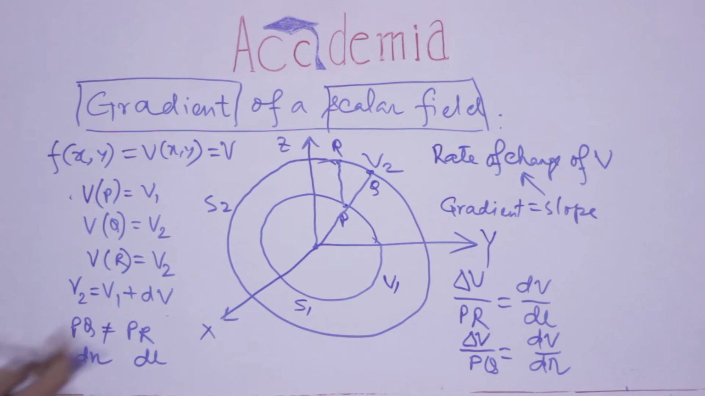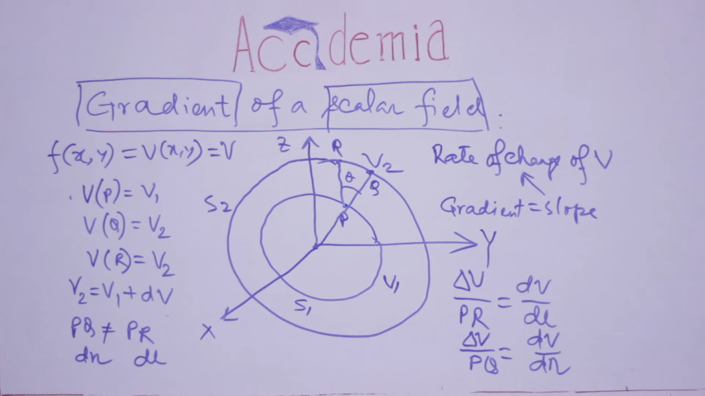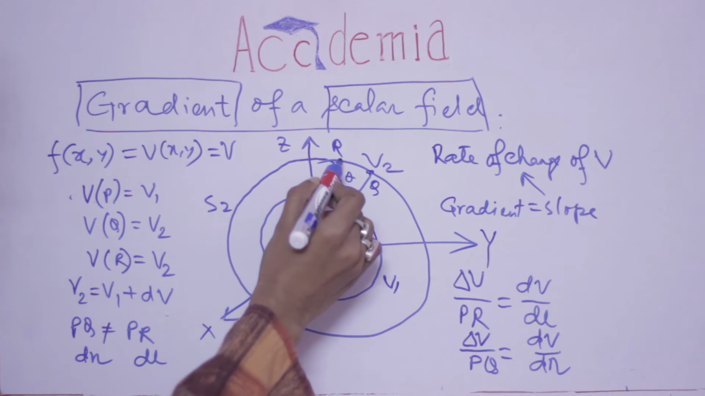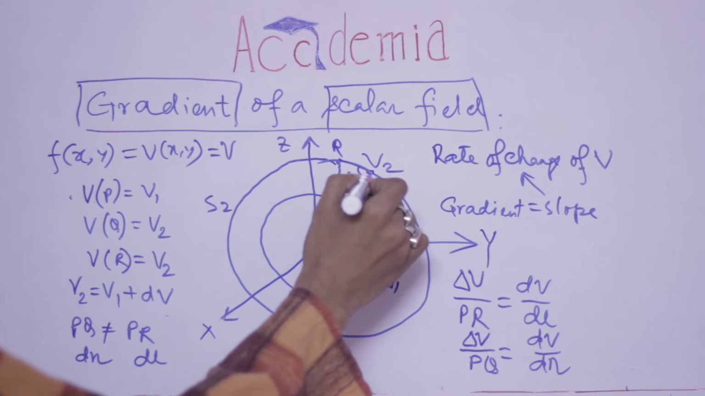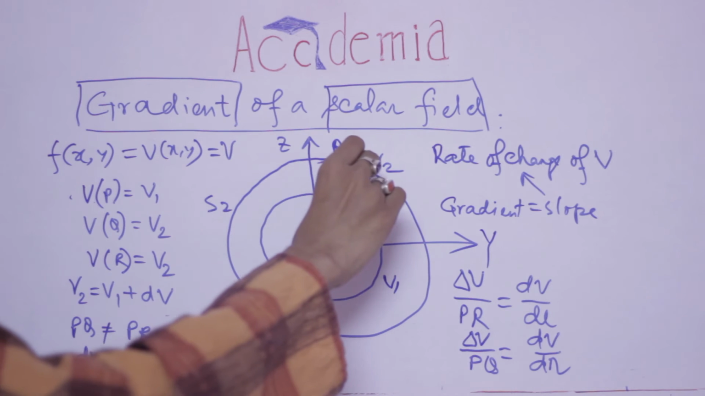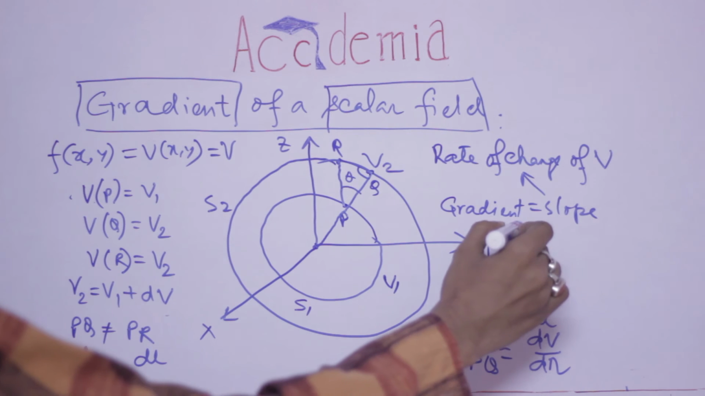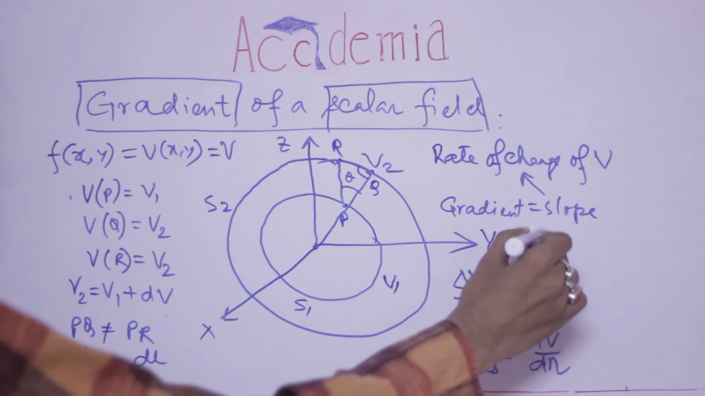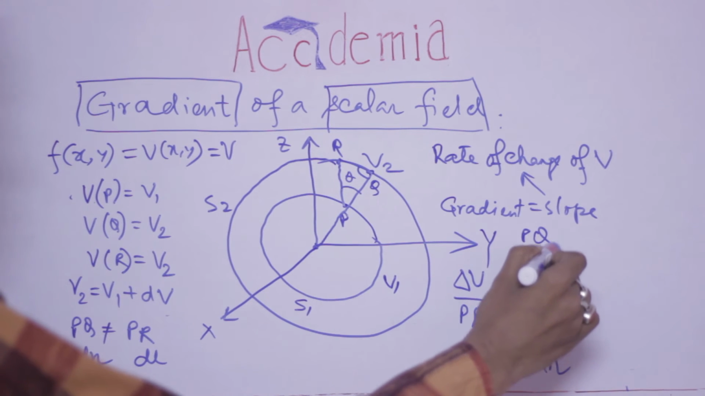Say the angle between these two different directions is theta. We know the radius intersects the spherical surface at 90 degrees. So PQ will be perpendicular to QR. Then PQ is the base, PR is the hypotenuse. We know base by hypotenuse is equal to cos theta. So PQ by PR is equal to cos theta.